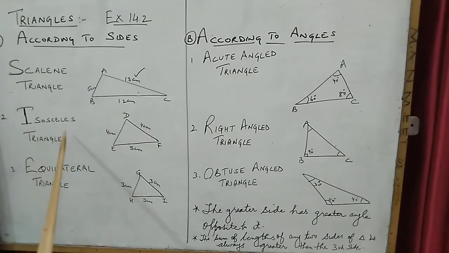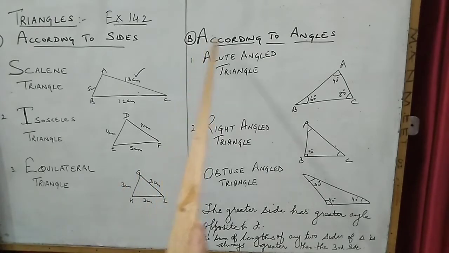Next one is the isosceles triangle. An isosceles triangle is a triangle which has two sides of equal length and one side of different length. See, 4 centimeter, 4 centimeter, and one is 5 centimeter. Next one is the equilateral triangle. As the name shows, equilateral means equal, so all the sides should be equal. 3, 3, 3. An equilateral triangle is a triangle which has all its sides equal.